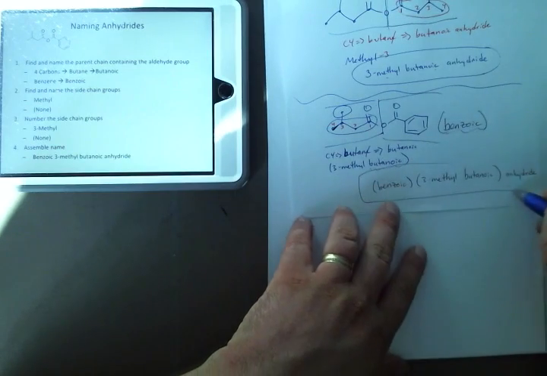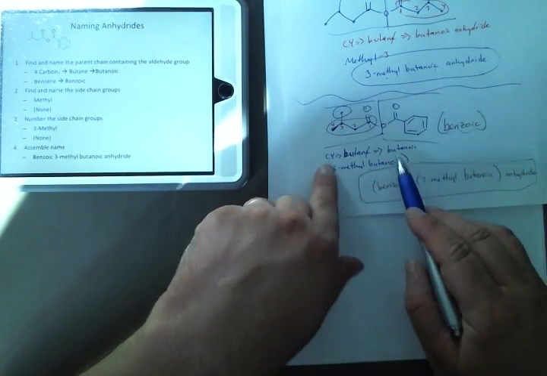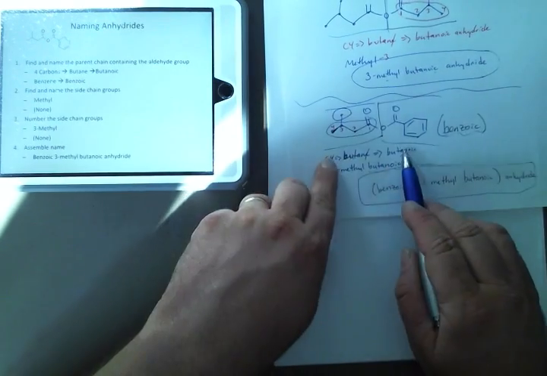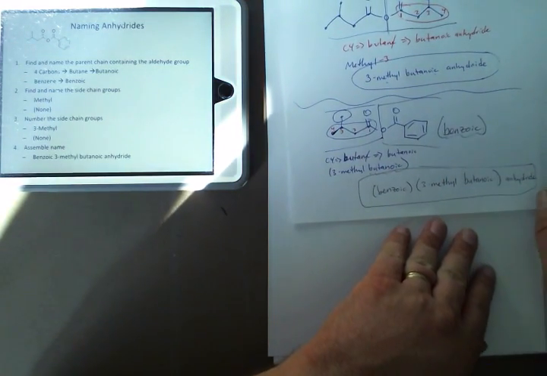Okay. Don't go about rearranging these methyl groups, like putting that out front or anything else like that. You just bolt that in first, and then bolt that in, and then put anhydride at the end. That's all you got to do. Don't overthink it.